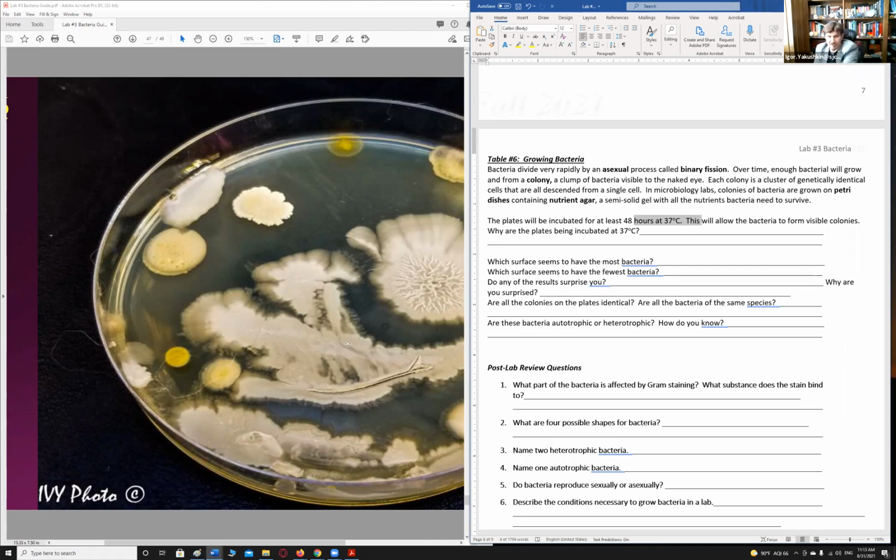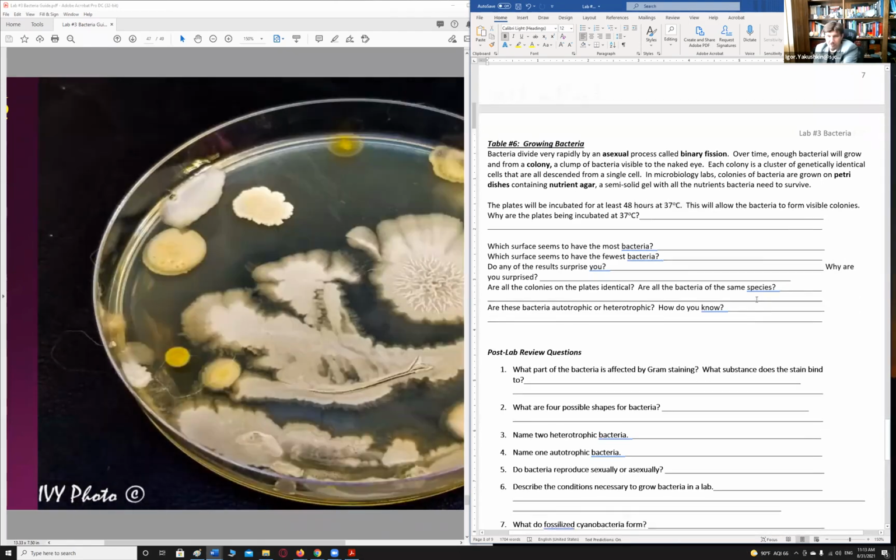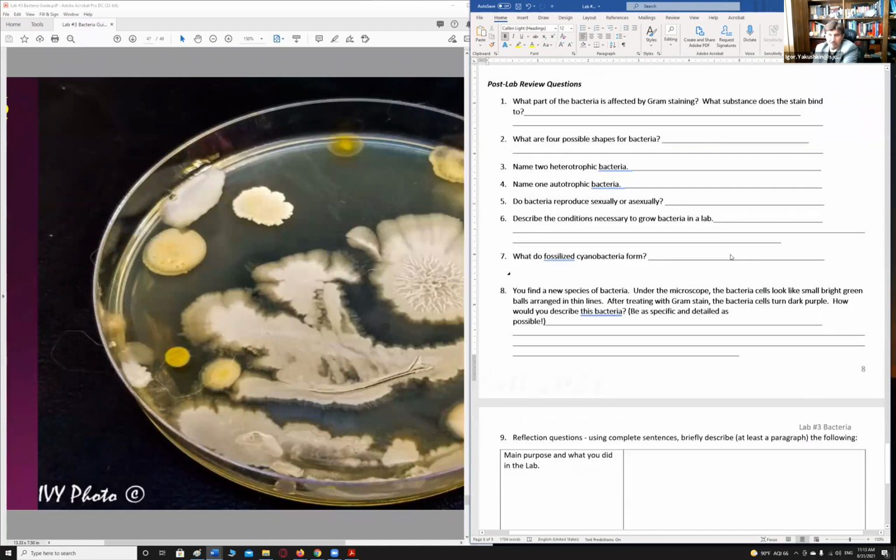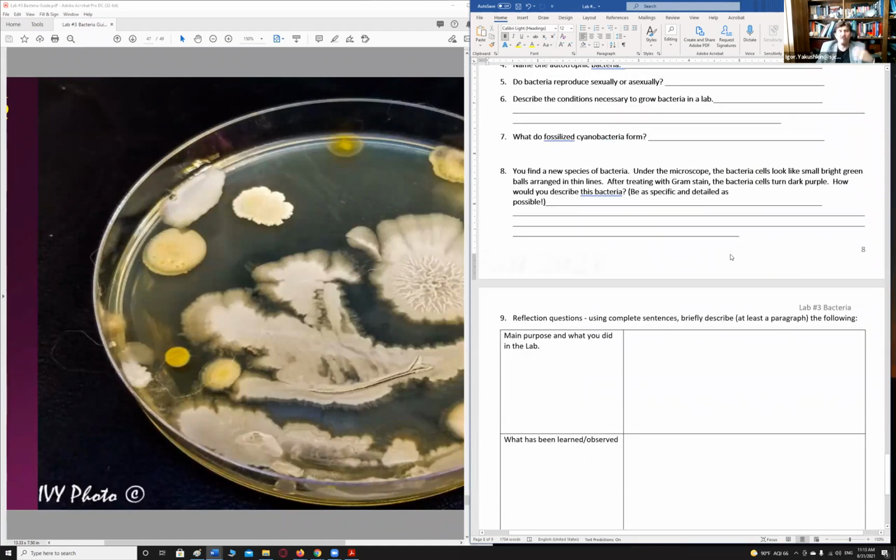Describe the conditions necessary to grow bacteria in the lab. In order to grow the bacteria in the lab, you have to have what? For the bacteria to grow, you have to have three things: warm, wet environment, plenty of food. What do fossilized bacteria form? Fossilized bacteria form stromatolites.